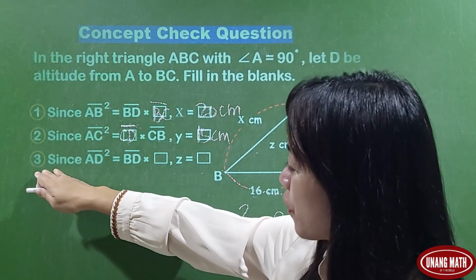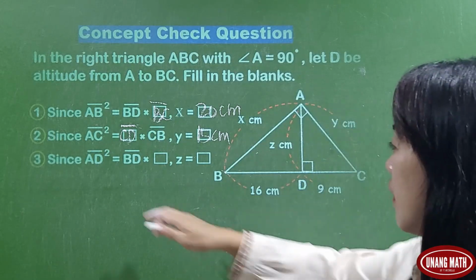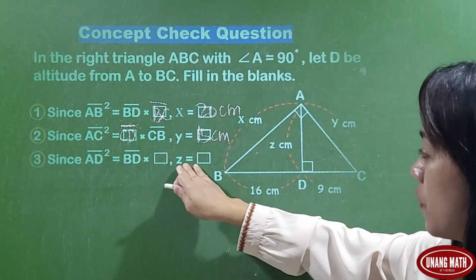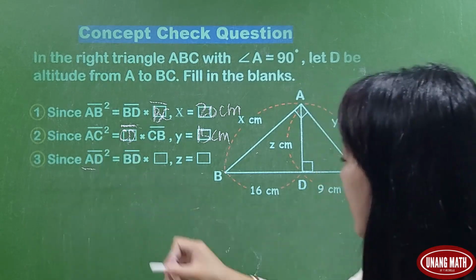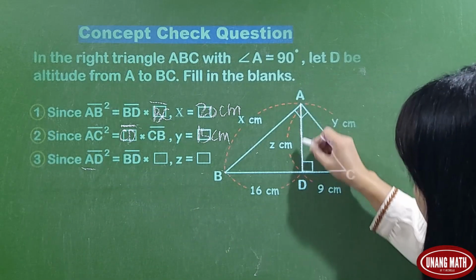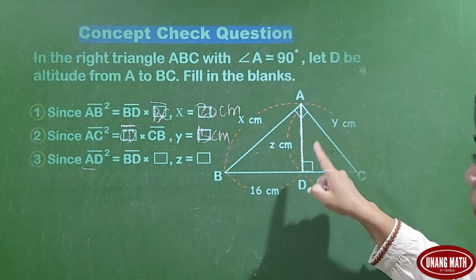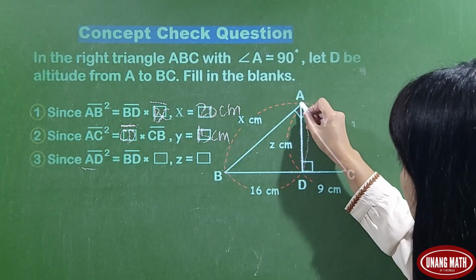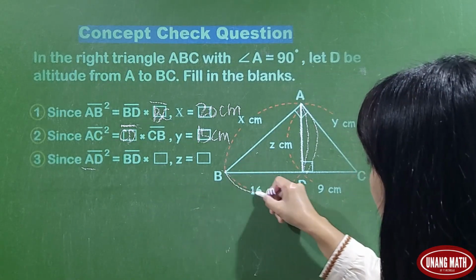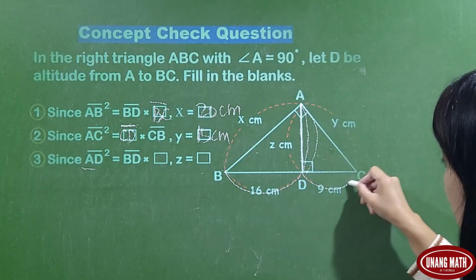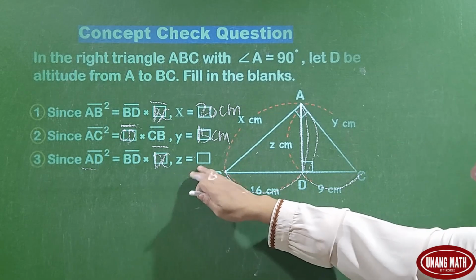What about for the third question? Since AD squared is equal to segment BD times blank, what would be the value of z? Where is segment AD? Segment AD is this segment, or the height of this right triangle. So 2 times of this length is equal to BD times this length, segment DC. So let's find the value of z.